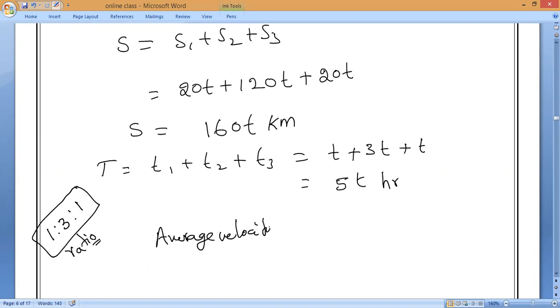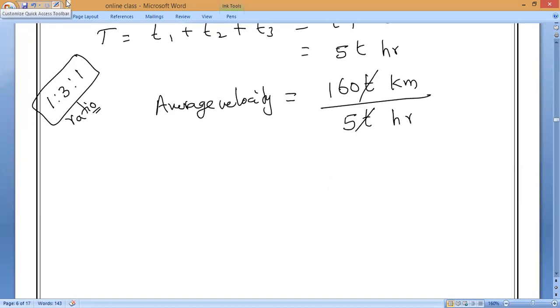Average velocity is equal to total distance divided by total time. How much total distance? 160 kilometer. Total time is 5T hours. Now, T will get cancelled. So which is equal to how much, guys? 160 divided by 5 kilometer per hour.